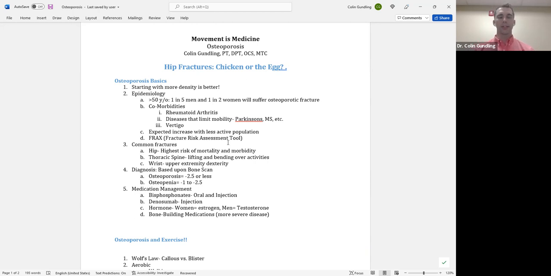The thoracic spine is the second most common location for fractures. And you can see here, we can even see thoracic spine fractures with simple movements of bending over and lifting objects. So it's not necessarily a high impact activity that's causing it. It's just increasing the pressure through that spine by bending through that spine.